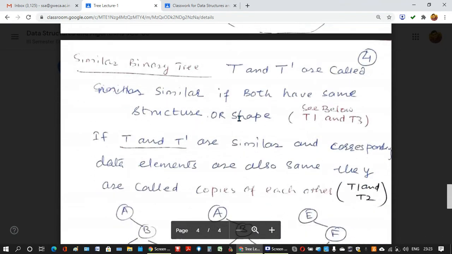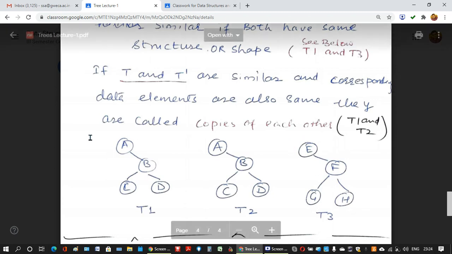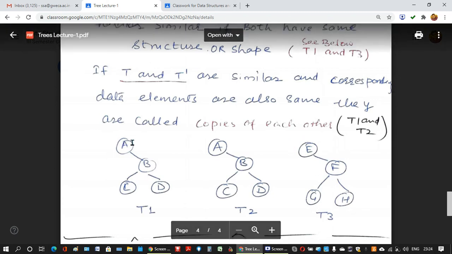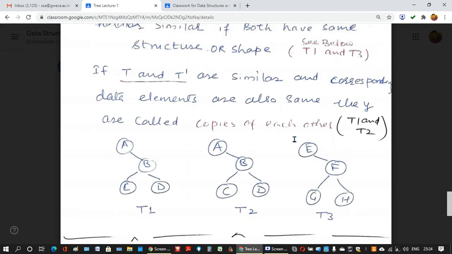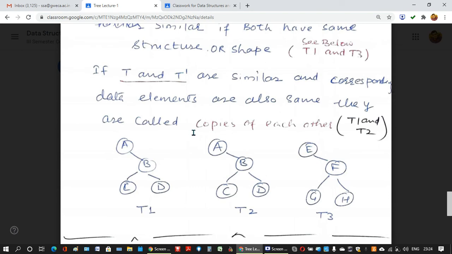Now there are terms: similar binary trees and copies of each other. You need to understand by an example. See this T1, T2 and T3 you take. Root I have not marked, but you consider A is the root here, A is the root in T2 also, and in this T3, E is the root. It must be marked, but I'm telling you it's not marked. A is the root in T1, A is the root in T2, E is the root in T3.